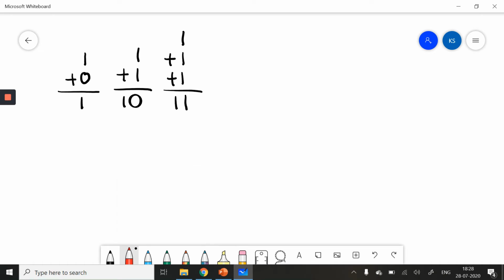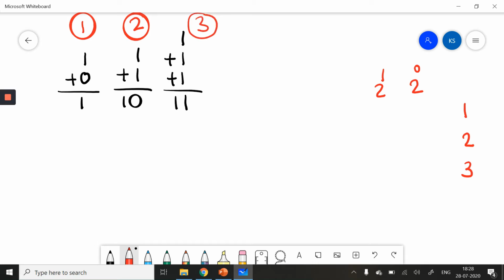Because we have two bits in the answer, I'll take the example of 2 raised to 0 and 2 raised to 1. I'll have a total of three operations, three different sums: 1, 2 and 3. As you can see, in the very first sum I have a total of one 1. In the second sum I have a total of two 1s. And in the third I have a total of three 1s, right? So this way we will remember.